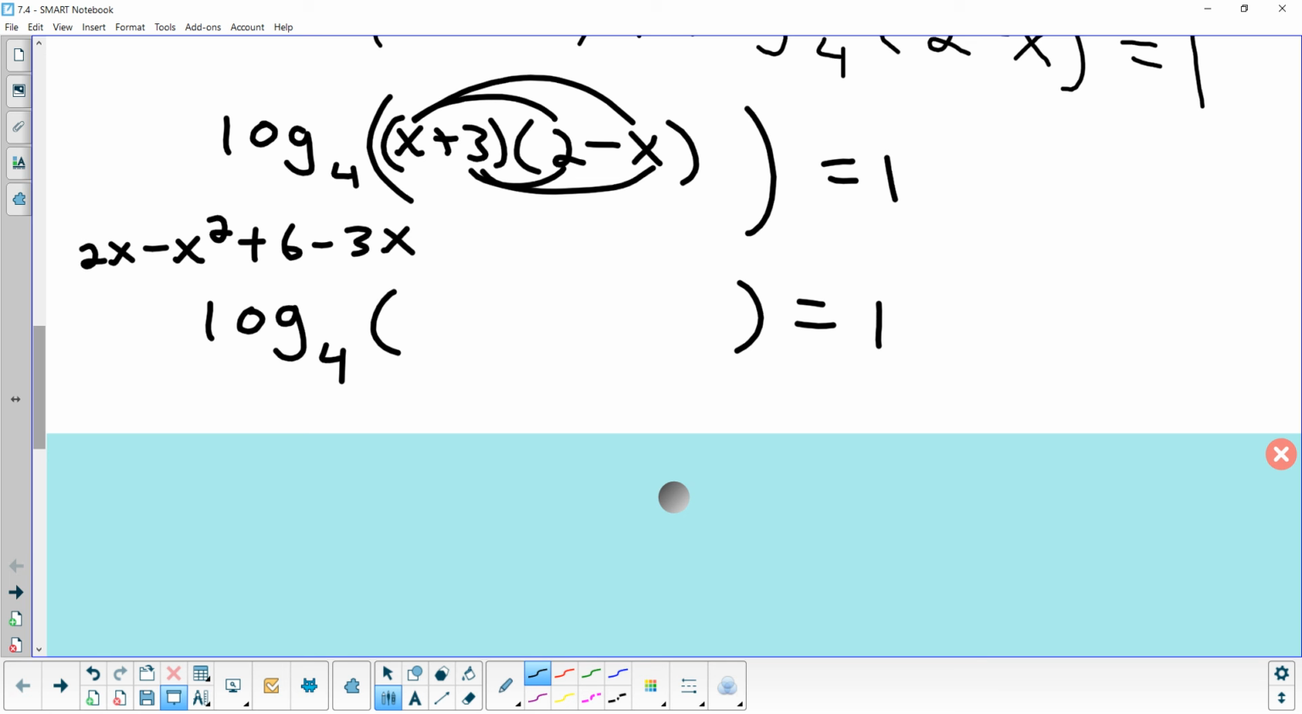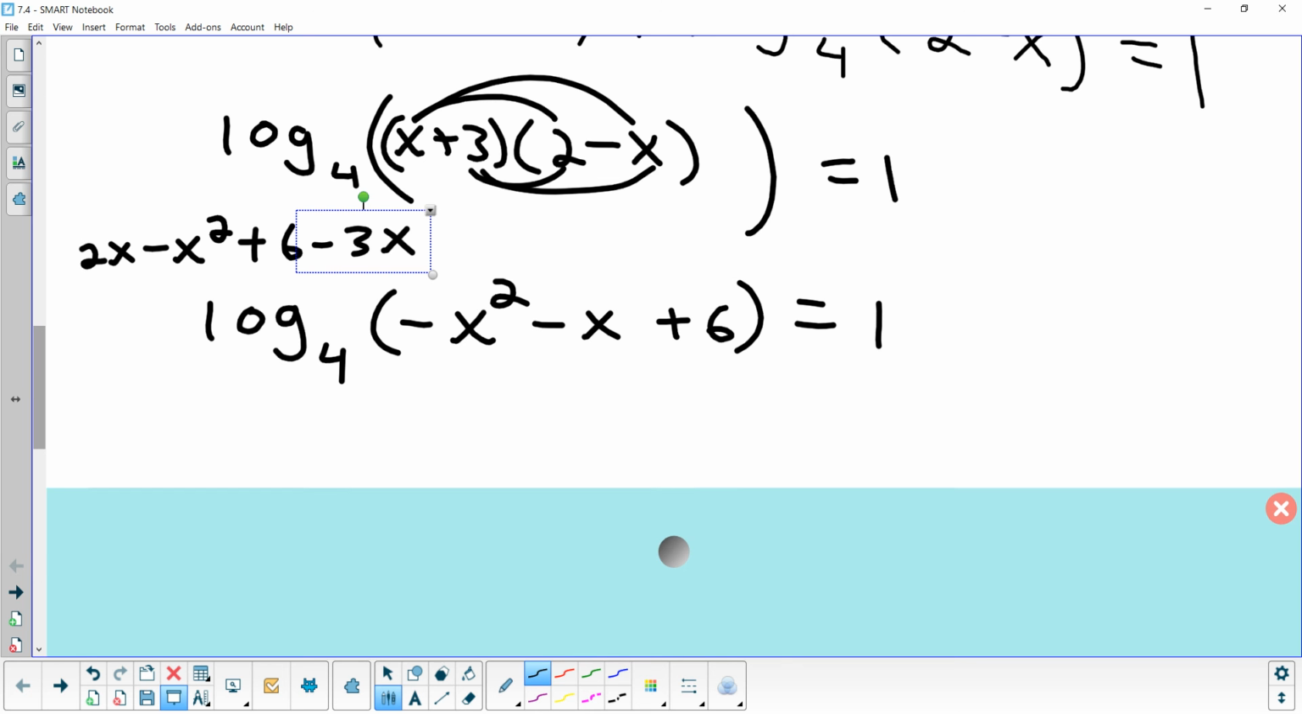Let's write down what we know isn't going to change. Negative x squared. Nothing I can combine with that. Plus 6. And be able to keep that. But we have 2x minus 3x. And Johnny, what's 2x minus 3x? Negative x. Good.